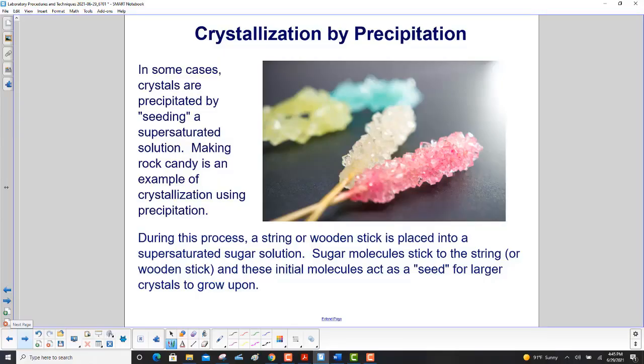In some cases, crystals are precipitated by seeding a supersaturated solution. Making rock candy is an example of crystallization using precipitation. During this process, a string or a wooden stick, there's the wooden stick there, is placed into a supersaturated sugar solution. Sugar molecules stick to the string or the wooden stick, and these initial molecules act as a seed for larger crystals to grow upon.